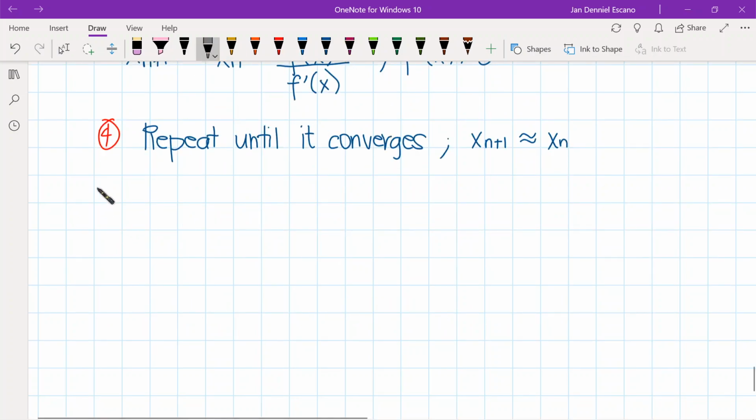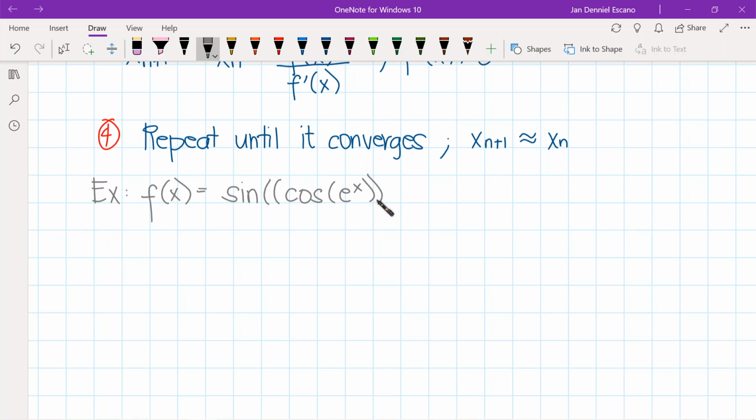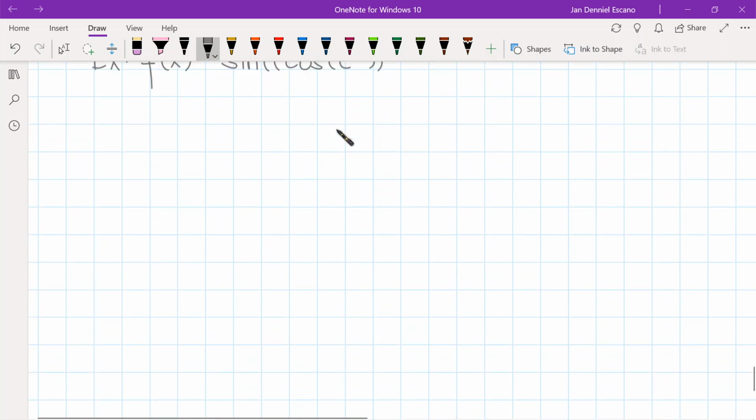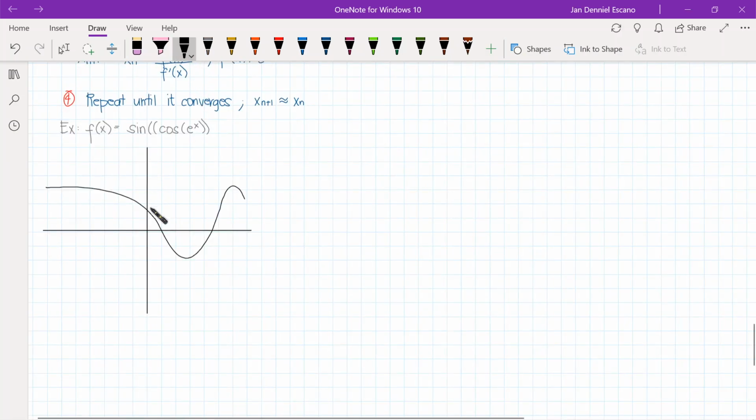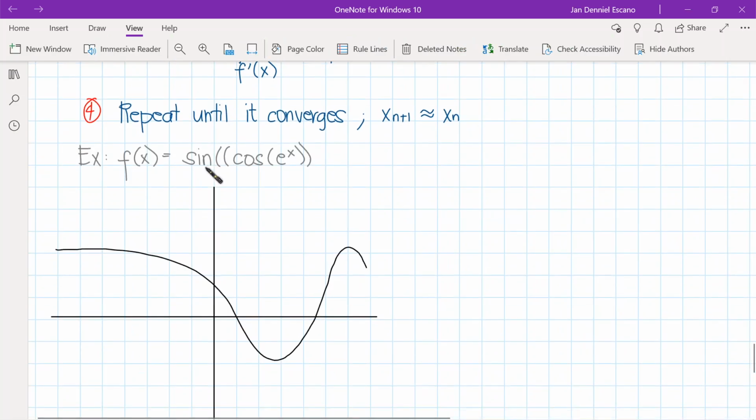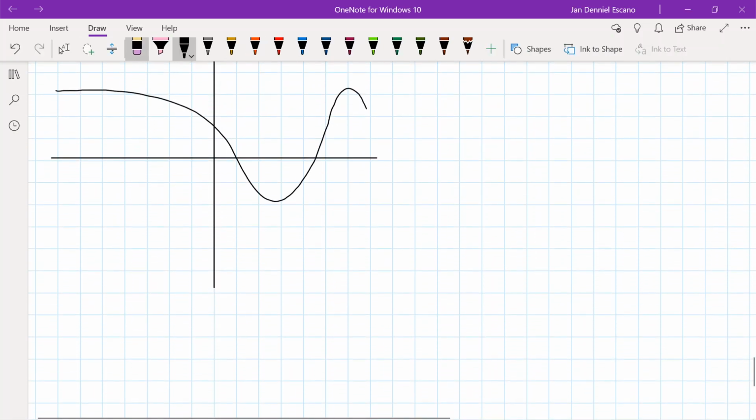Let's say you have an example. You want to find the root of the function sine of cosine e raised to x. So, as mentioned earlier, the graph looks like this. This is the projected graph of this equation. Say you want to find the root of this equation.